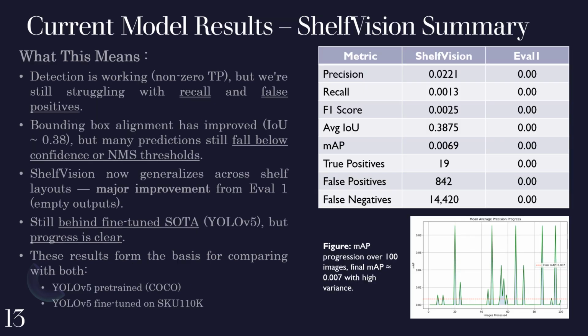So getting into our results and our summary, comparing what we've gained and what we've improved with our ShelfVision model, which is what we named it. Compared to our Eval1, we made some real progress. We now get non-zero detections with a precision of about 2% and an IOU of about 0.38. This means that our predicted boxes are starting to line up with the ground truth, or the actual labeled objects. And even though confidence is still low and behind state-of-the-art models like YOLOv5, the key takeaway is that our model is no longer completely failing on the test set and it's actually making meaningful predictions. This forms our benchmark moving forward as we compare against some of the pre-trained models like the YOLOv5 trained on COCO, and then the fine-tuned version, which we'll break down in the next few slides.